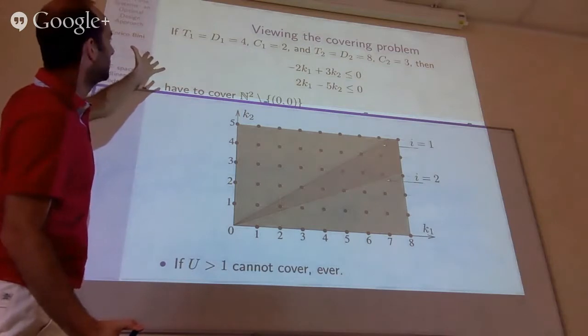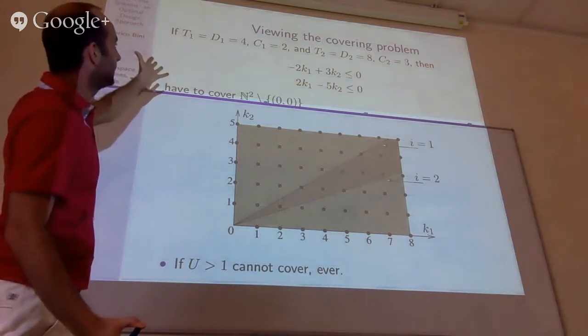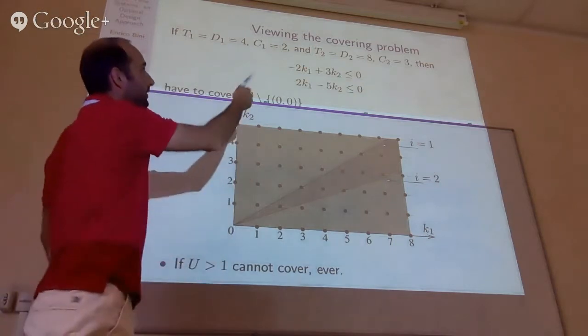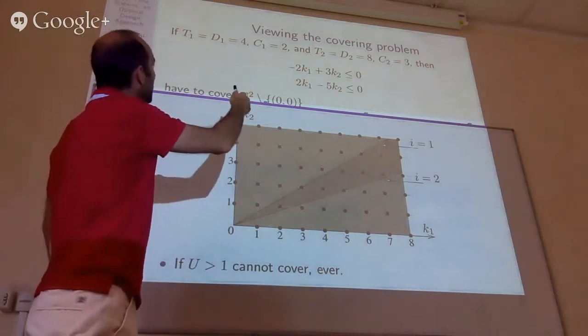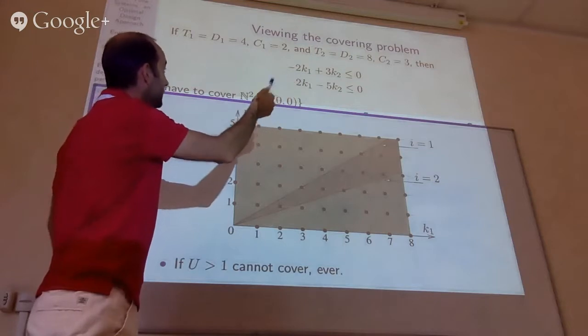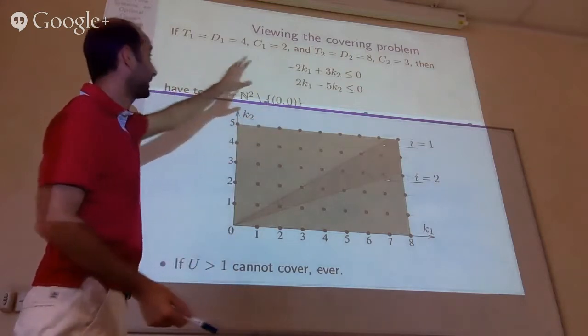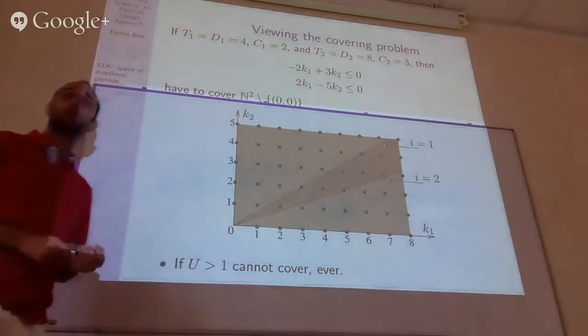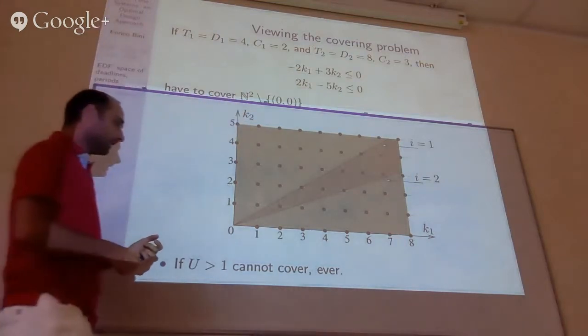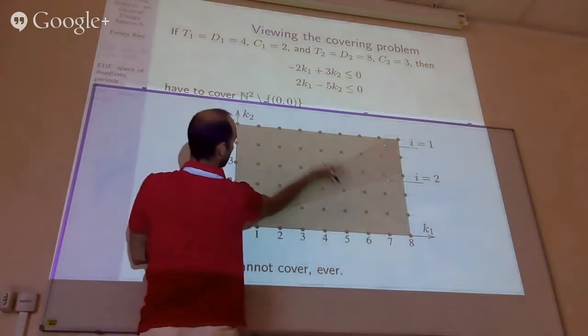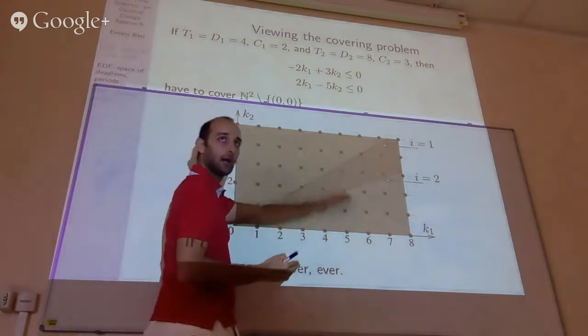As I hope is natural to see, it's quite a simple task set, because the total utilization is strictly less than 1. Total utilization is 1/2 plus less than 1/2, so it's strictly less than 1. Okay, right, so what I wanted to say is that now we said that we have this value up here and those values up here.